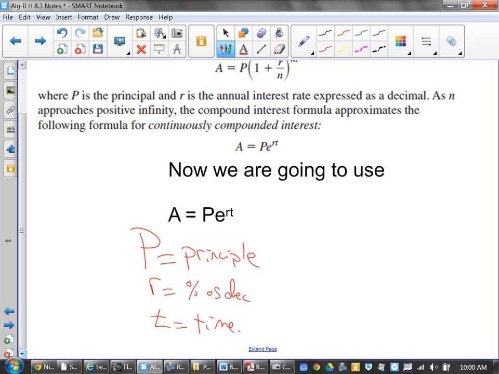Again, P stands for your principal, your initial amount. E is the button on your calculator. R is the rate as a decimal. And T is time, generally in years. The difference between this problem and what you did yesterday for the interest problems is that it'll say compounding continuously. If it is continuous, then you have to use PERT.